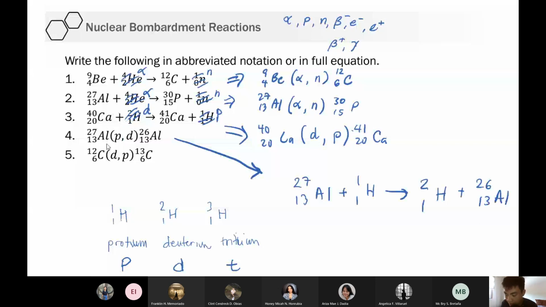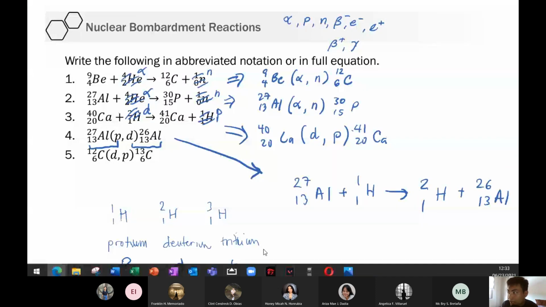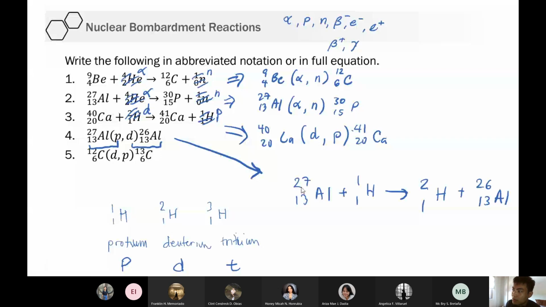Again, emphasize ko lang, anything on the left side of the comma is the reactant, anything on the right side of the comma is the product. Ang abbreviated sa loob ng parenthesis ay yung mga elementary particles, such as this and this. Balance yan. Kung mapapansin mo, 27 plus 1, 28. 26 plus 2, 28. 13 plus 1, 14. 1 plus 13, 14. So, balance to.